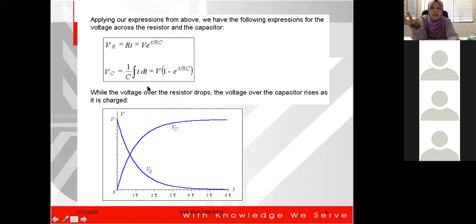So that is what it means by this equation. Okay. It wants to show you how the current flows and the voltage across the capacitor behaves when you start flowing the current inside a circuit that has a capacitor. Faham? Siapa yang tak faham? Faham. Okay.